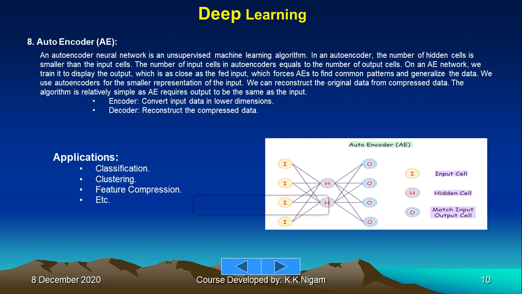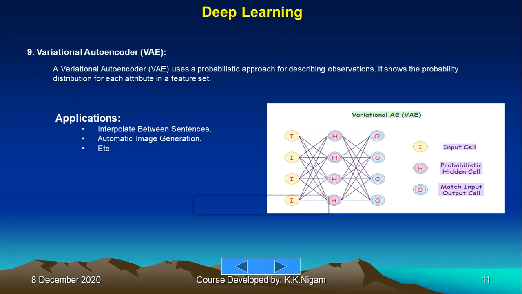Encoder converts input data into lower dimensions and decoder can reconstruct the compressed data. Applications in this are classification, clustering and feature compression, etc. Variational autoencoder. A variational autoencoder uses a probabilistic approach for describing observations. It shows the probability distribution for each attribute in a feature set. Applications: interpolate between sentences, automatic image generation, etc.